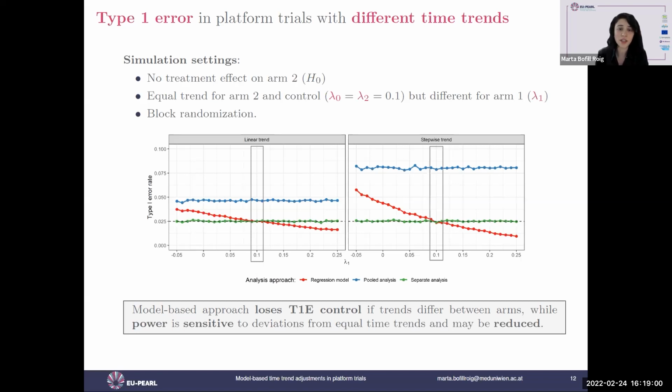Although it's not shown here, the power using the model-based approach is sensitive to non-equal time trends and might even be reduced in some circumstances. Next slide.